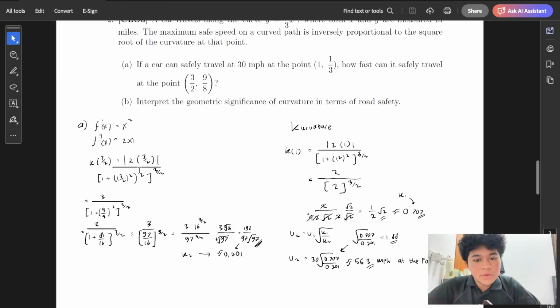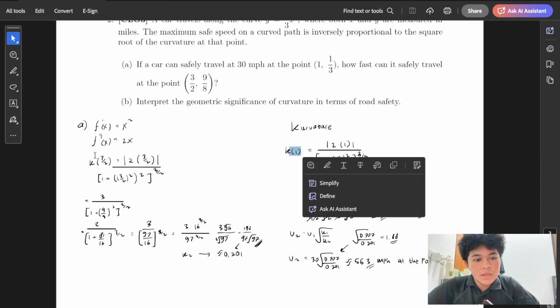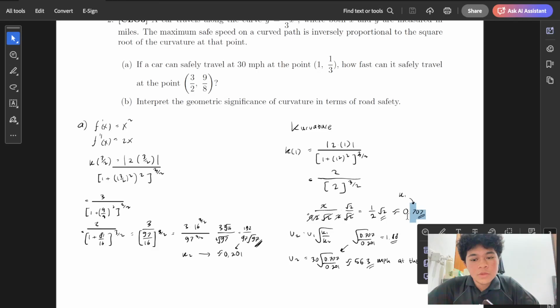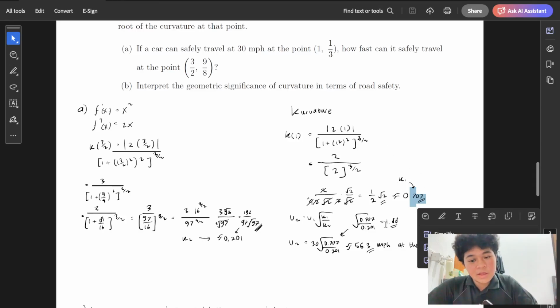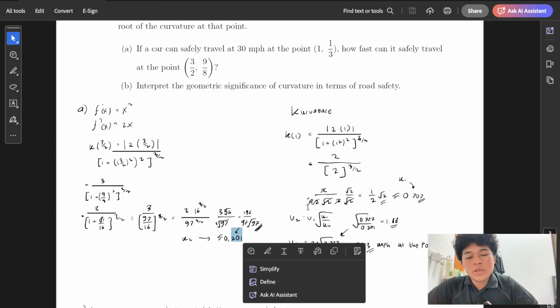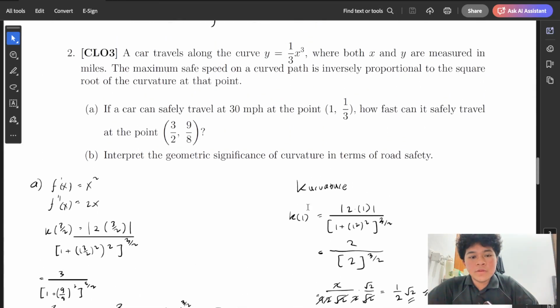After that, we compute the k1 and also the k2. After a long calculation over here, we will get k1 is equal to about 0.707, and k2 is equal to about 0.201.